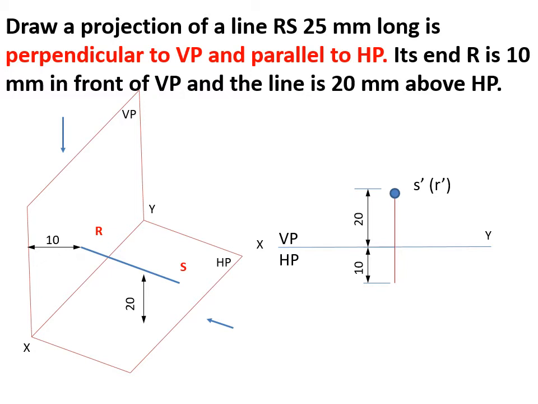After rotating the horizontal plane by 90 degrees in the clockwise direction, this RS is perpendicular to XY like this. What is the length of the line? It is 25 mm. R is nearer to the vertical plane. So R and S form the corresponding top view of this RS line.